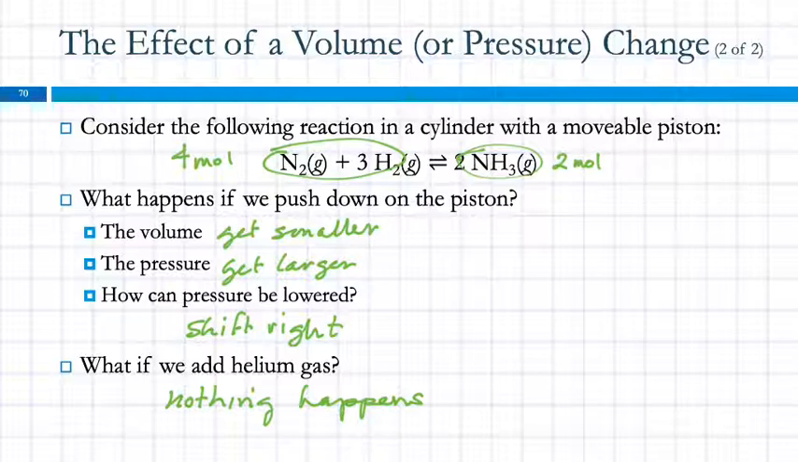Well, I meant if the chemical reaction had more moles on the right, then it would shift left. Yes, yeah. It will shift in the direction of smaller moles of gas.